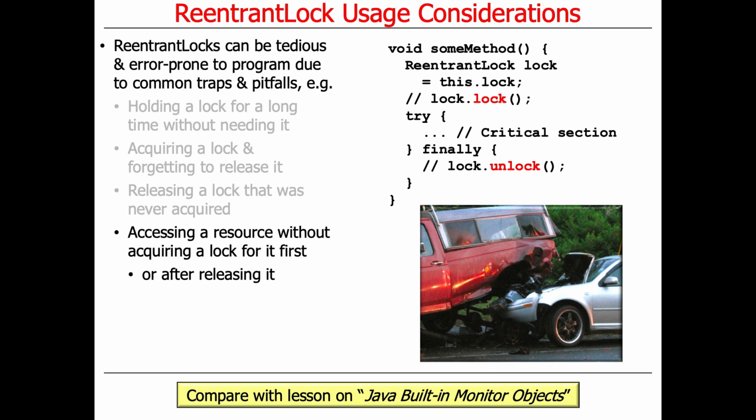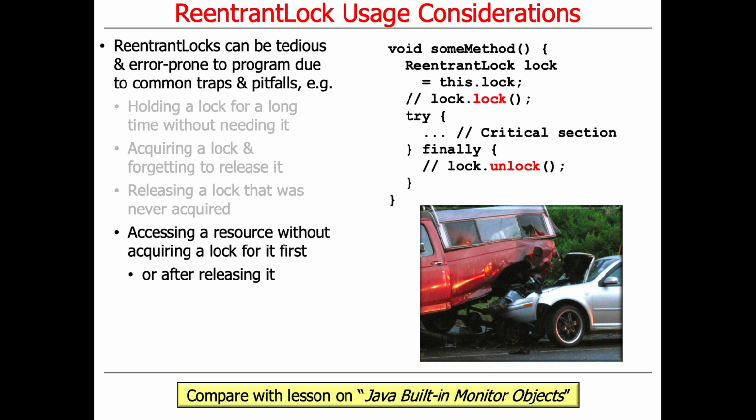Another problem is to acquire a resource or access a resource without first acquiring the lock or after you release it. So if you forget to acquire the lock and then you go into a critical section and you make changes to something that is shared, shared mutable data between multiple threads, then of course chaos and insanity will ensue. This is one reason why built-in monitor objects with synchronized keywords can be a little bit more fail-safe, because putting synchronized means this happens implicitly without you having to do explicit calls to lock and unlock.